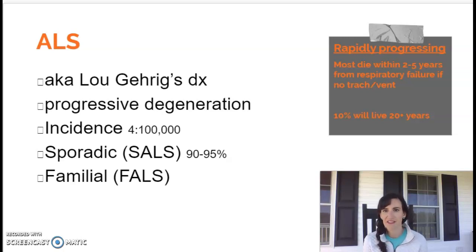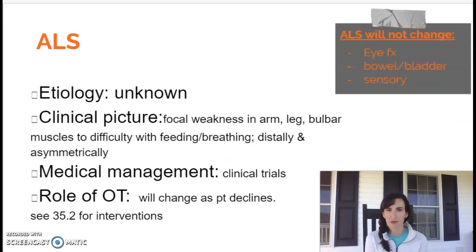So most die within 2 to 5 years from respiratory failure, if they choose to not undergo a trach or a vent to help them continue to breathe. 10% will live 20 years or longer. So that's kind of what you're looking at as far as the landscape of this condition. So pretty quick from onset to the end of the condition, right? Unless they choose to have the respirator or ventilator to help them breathe. And as we're moving on, we'll talk about that as well.